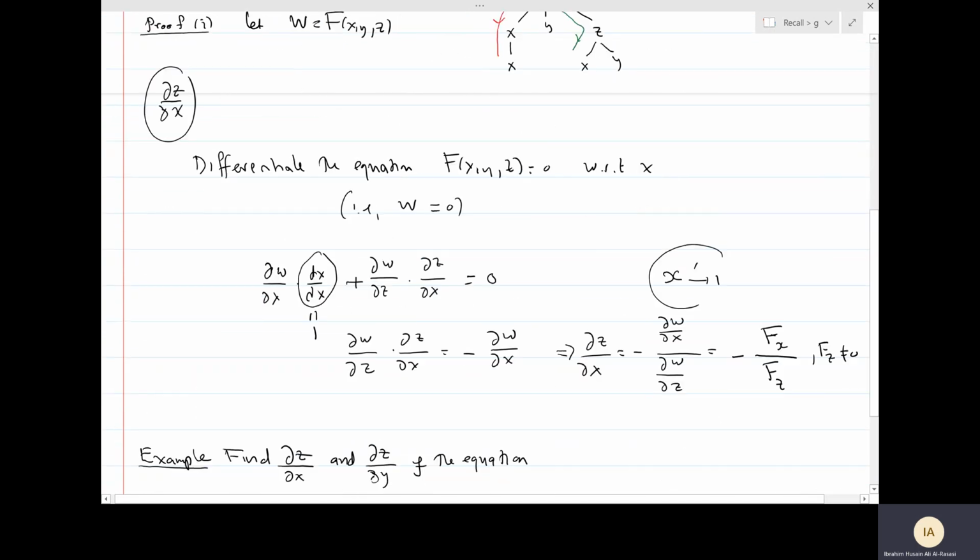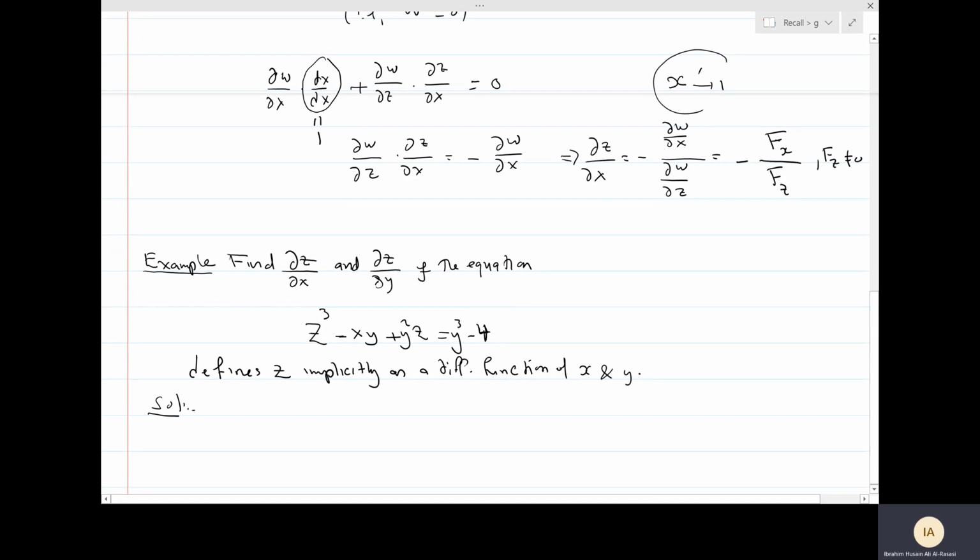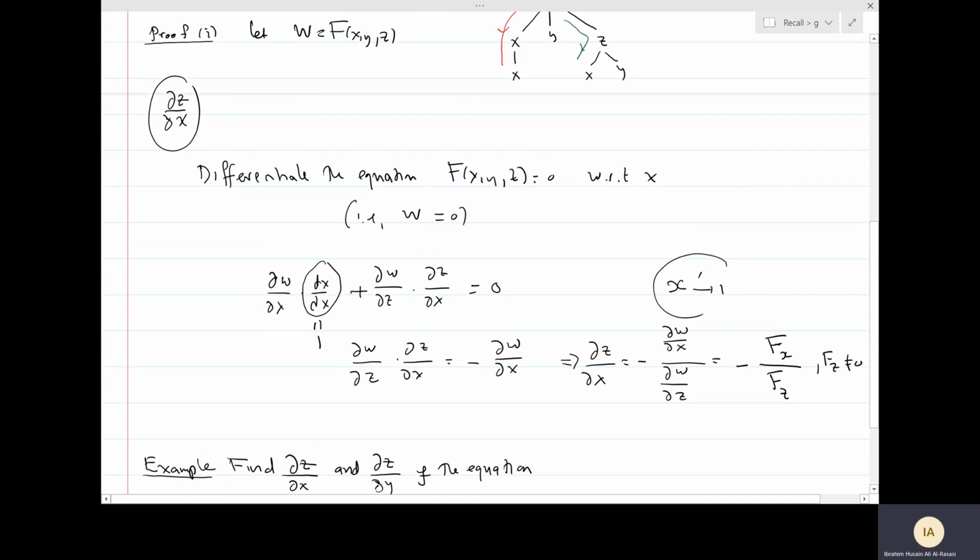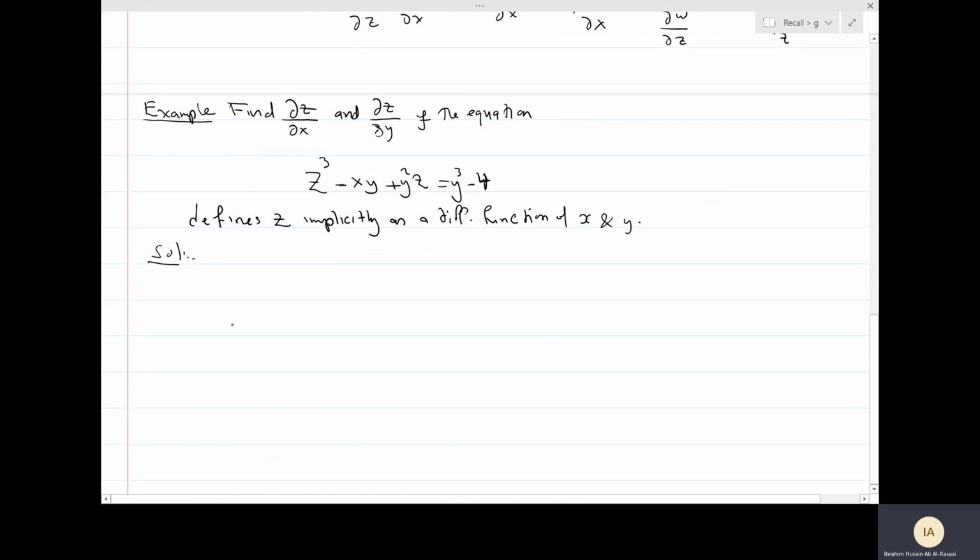Now let me give you an example. Find partial z partial x and partial z partial y if this equation defines z implicitly as a differentiable function of x and y. I will use the formula. What is the formula? Partial z over partial x equals minus f sub x over f sub z. This is the formula given in the above theorem.